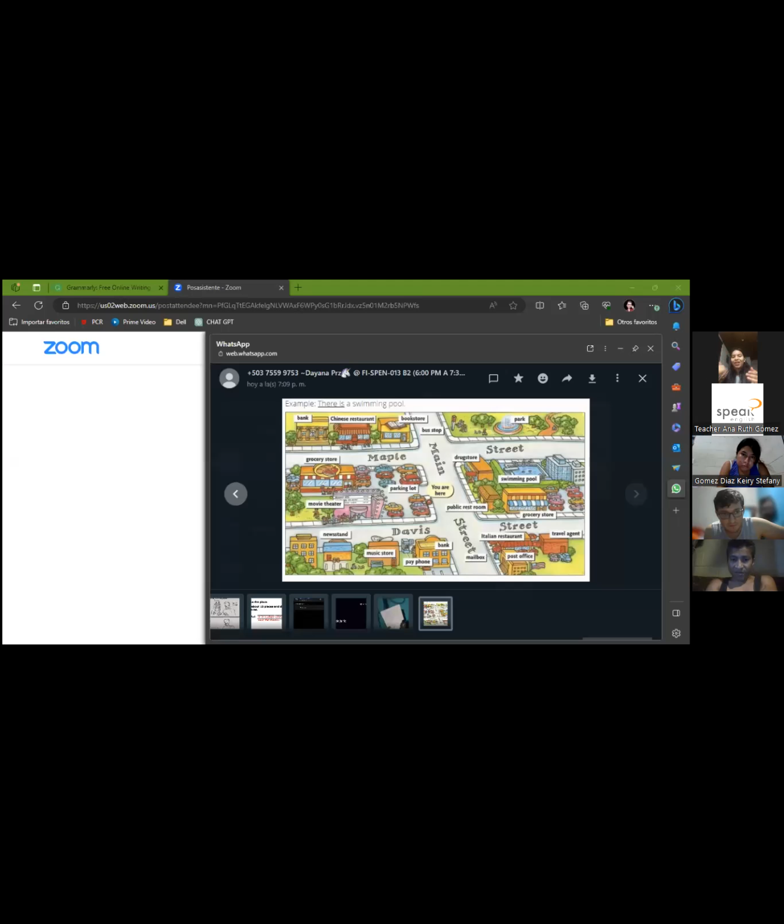Okay. In the city, there is a movie theater. In the city, yes, in the city, there is a parking lot. In the city, there isn't a school. In the city, there are two grocery stores. There are two stores. I can see two parking lots.